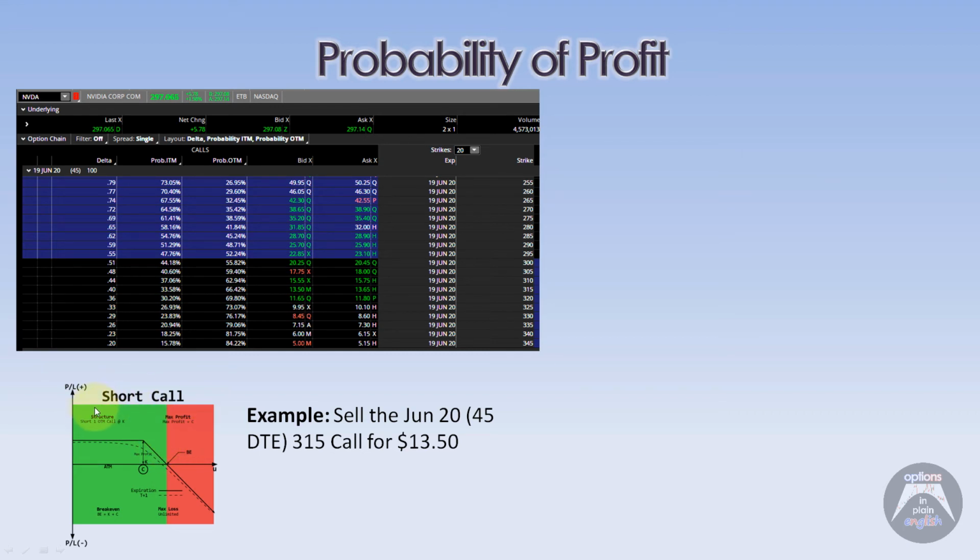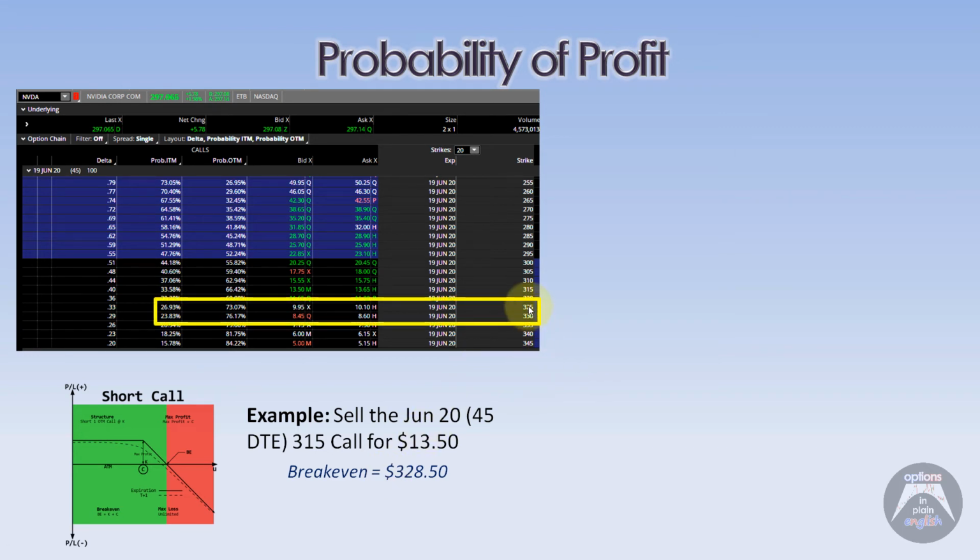So this is what we want to get. We want to get the probability of profit. So we know that the break even is going to be the strike price plus the credit that you got for the call. So 315 plus 13.50. So the break even is going to be $328.50. So we go to the platform and we look for the $328.50 strike price. Well, it doesn't exist. What we have is the 325 and the 330.